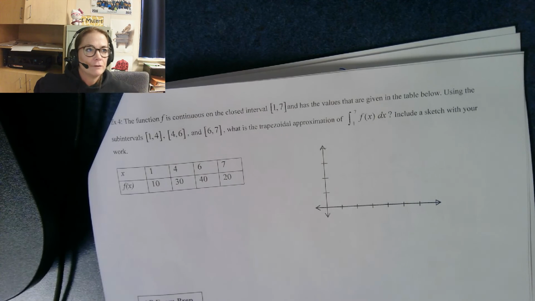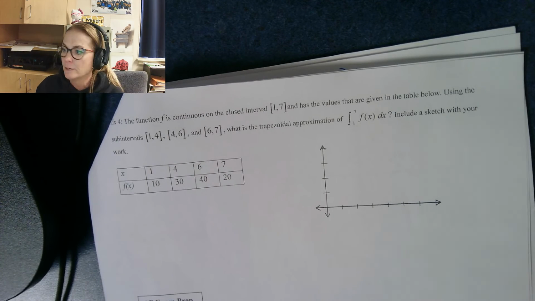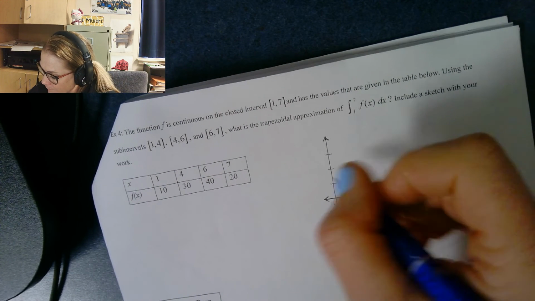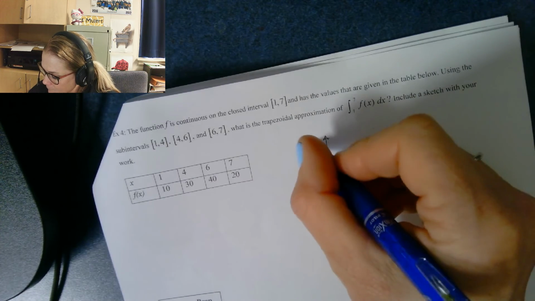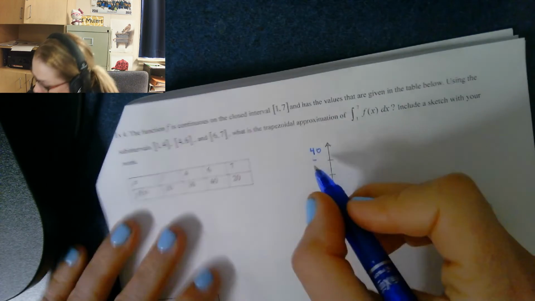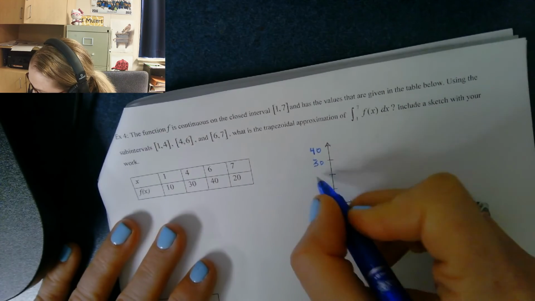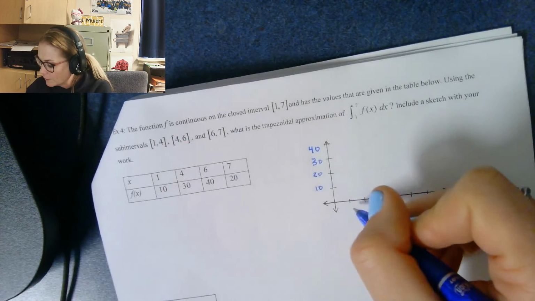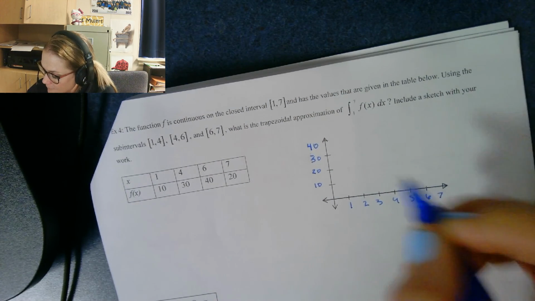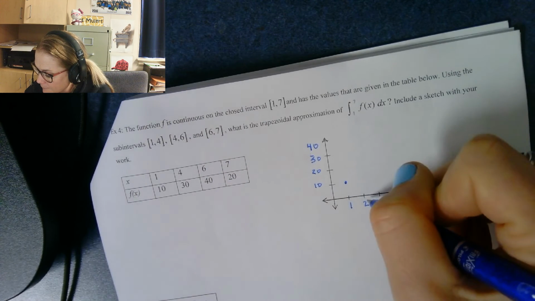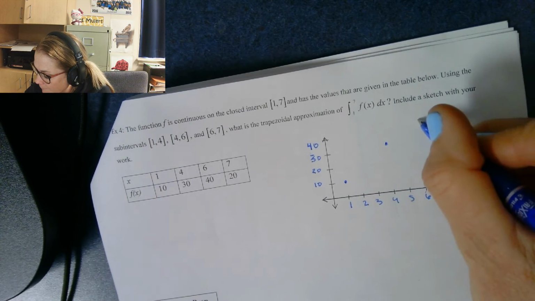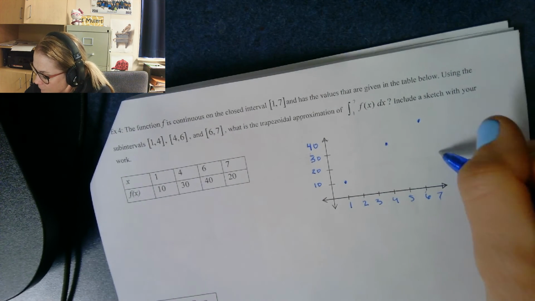So what happens if you don't have regular subintervals? No big deal, just add up your trapezoids. Okay, so at 1, we're at 10. Let's do this quickly, so I have to leave. Okay, 1, 2, 3, 4, 5, 6, 7. 1, we're at 10. 4, we're at 30. 6, we're at 40. And 7, we're at 20.